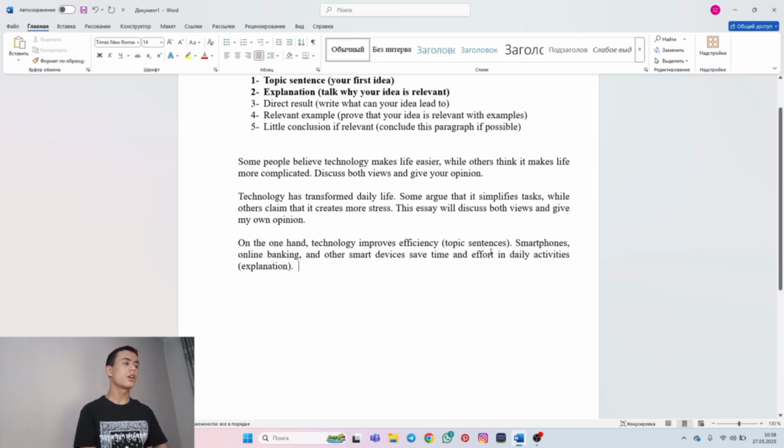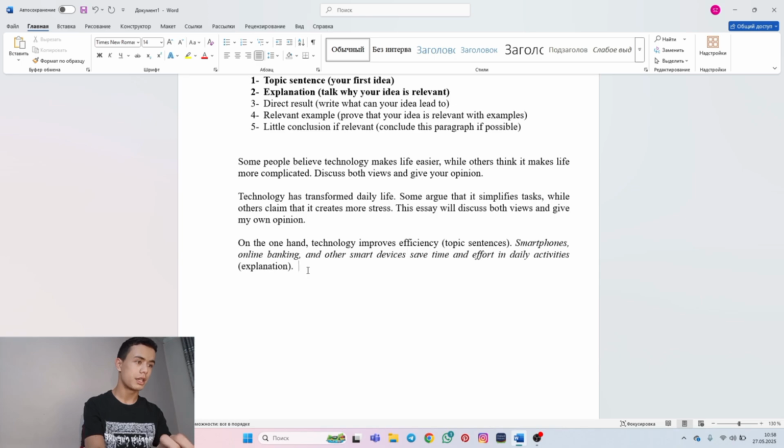Instead of this explanation, you could have written a little bit differently. For example, technology improves efficiency, and in the explanation you can also write like this: if we use a smart device like a phone or computer, they always help us save our time. That's enough. And we will start giving the result.